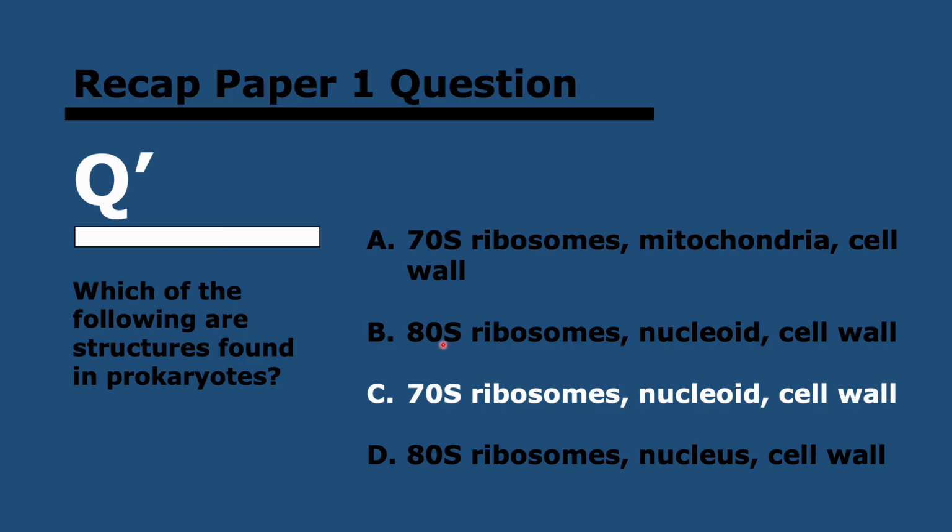Remember, 80S ribosomes are in eukaryotes, 70S in prokaryotes. So B and D are not the answer. And then remember, prokaryotes have no mitochondria because they don't have organelles. They're not compartmentalized. Let's talk about the higher level content.